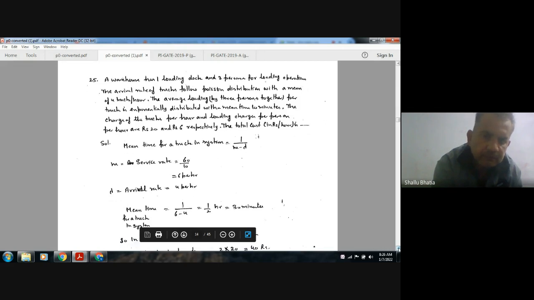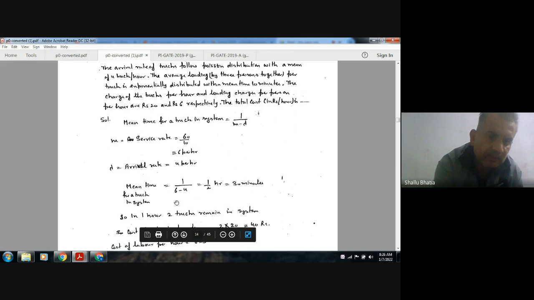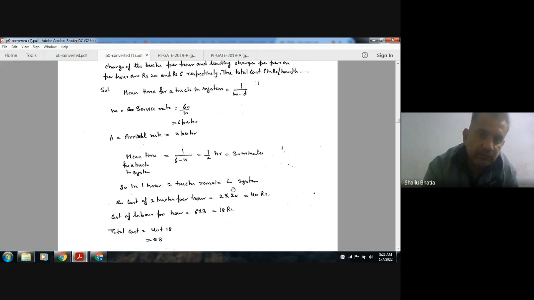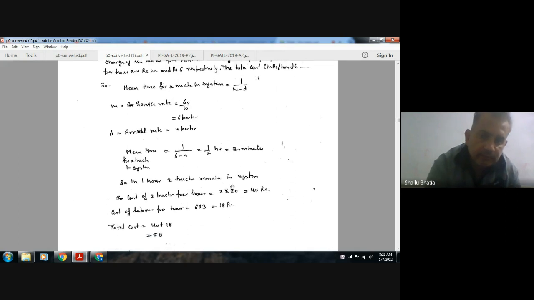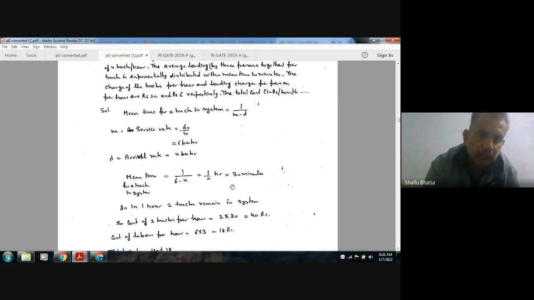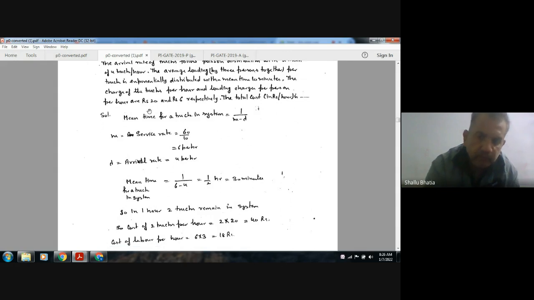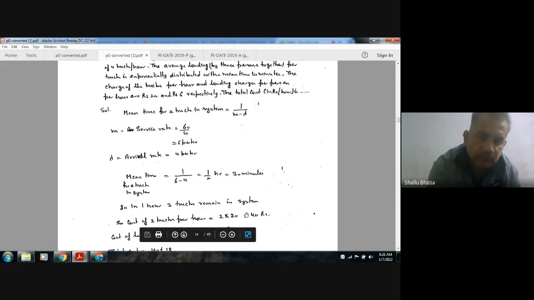So the mean time for a truck in the system is 1 by (6 minus 4). It is 1/2 hour or 30 minutes. So one truck will remain in the system for 30 minutes. It means there are two trucks in 1 hour that will remain in the system. So the charge of the truck per hour is 20. There are two trucks, so the cost is 40.